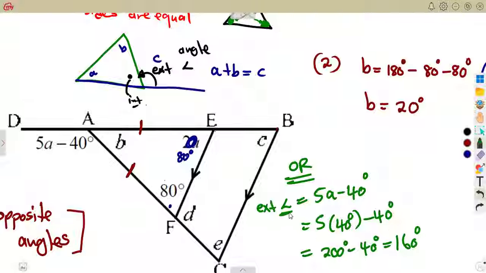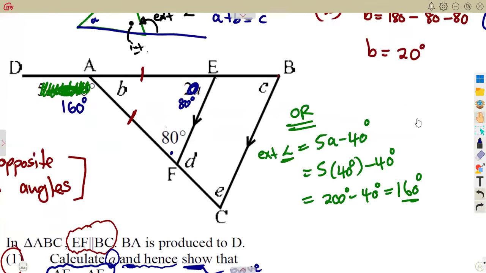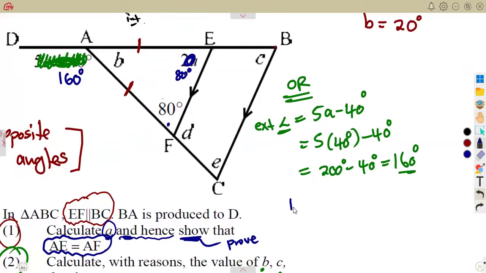Remember, this is the exterior angle that we are talking about. We are talking about this angle here, outside, which is 160 degrees. So if this angle is 160 degrees, how can we calculate the angle B? We can now calculate the angle B from the angles on a straight line. These are adjacent angles on a straight line. So B is going to be 180 degrees minus 160 degrees, meaning to say B will be 20 degrees.